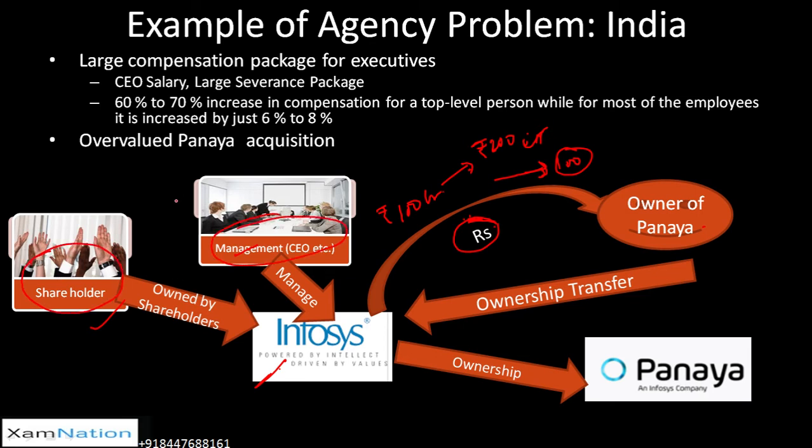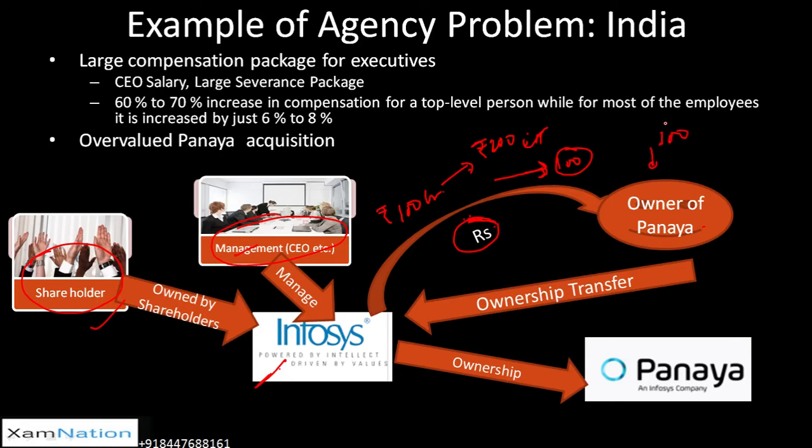For example, earlier we had Narayan Murthy as a part of management. So Narayan Murthy was very much part of the shareholders as well as the management. But at the time when this scheme was happening, Mr. Sikka was CEO, and he is a part of management only. So now what happened in this scenario? This person has got extra 100 crore rupees.